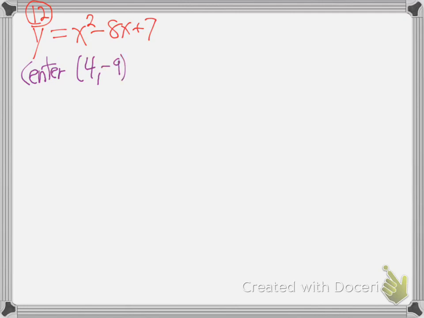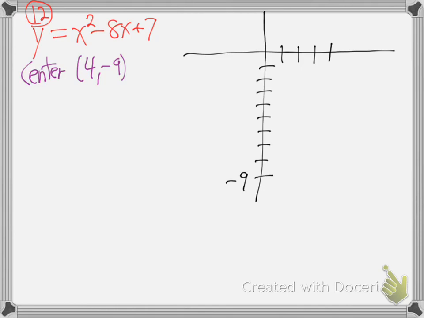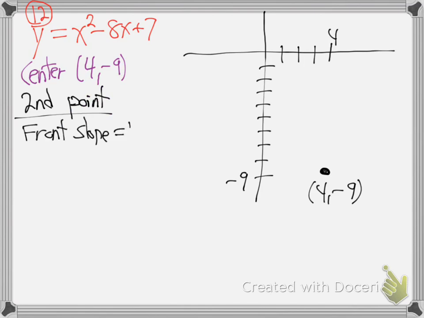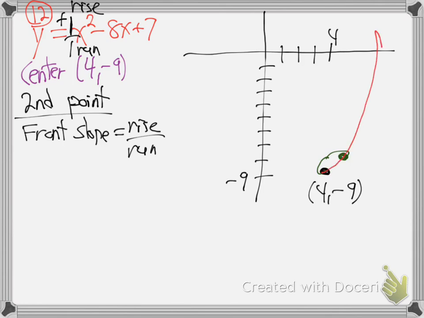Okay, so let's graph it. So over 4, 1, 2, 3, 4, down 9, 2, 3, 4, 5, 6, 7, 8, 9. Right there, so over 4, down 9. There's the center of the parabola, the center of the U-shape. Now, how do we find the second point? It's always the front slope equals rise over run. So what's in the very front? There's nothing, so it means there's a 1 over 1. It's positive, right? There's an invisible positive 1 over 1. That's rise over run. So from our starting point we go up 1 over 1. Right there is our second point. Then we connect the dots. This one's going up. Whenever there's positive in the front, it's always going up, huh? So there's the U-shape going up.